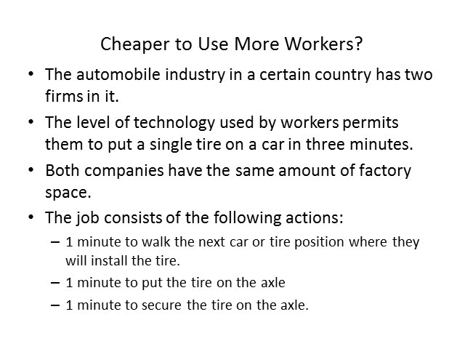Let's pretend that the automobile industry has two firms in it. Let us assume that both firms use the same basic level of technology, which uses a single worker to put on a single tire onto a car in about 3 minutes. The process of attaching the tire to a car is 1 minute to walk between cars or to the next place on the car where the tire will be attached, 1 minute to put a tire on the axle, 1 minute to secure the tire to the axle. Now let's see how the organization of the car production is impacted by the division of labor.